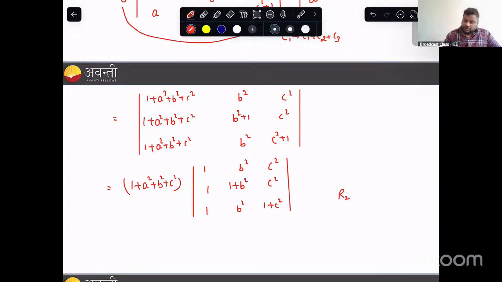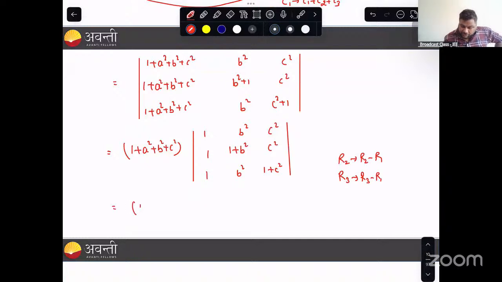Now write R2 as R2 minus R1 and R3 as R3 minus R1 so that you can create two zeros.